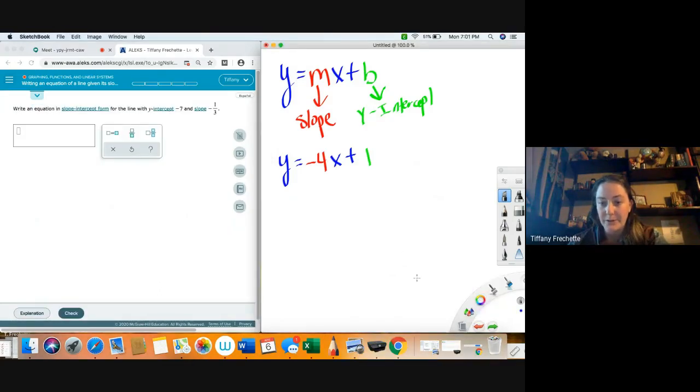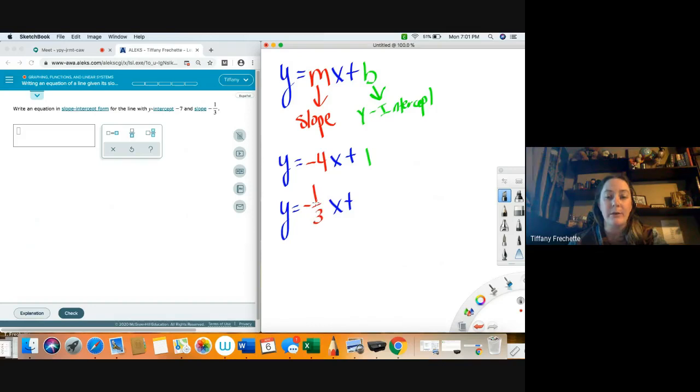And I'm going to switch over to blue here. I know I'm going to start with y equals x plus. So if we have to change that plus, we will. But first, let's plug in. So we have write an equation in slope-intercept form for the line with y-intercept of -7 and slope of -1/3. So it tells us the slope is -1/3.